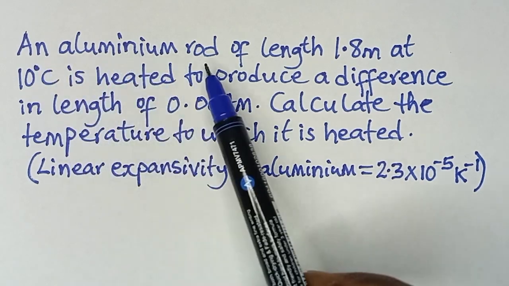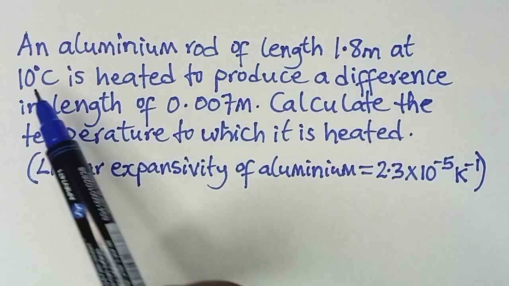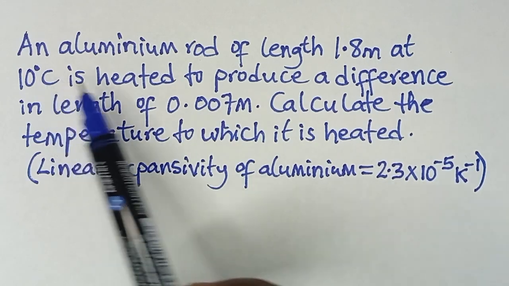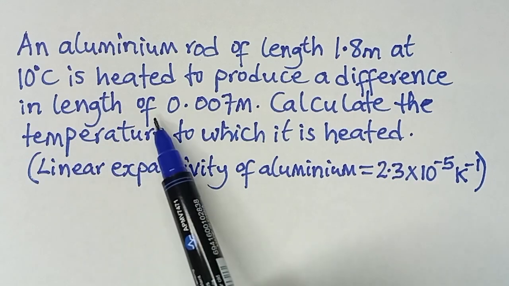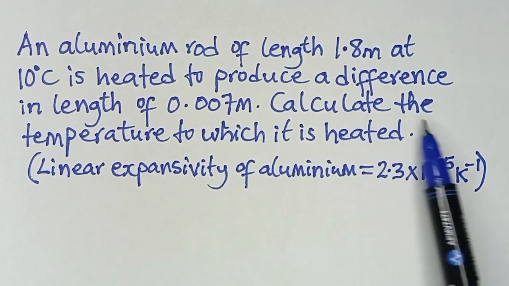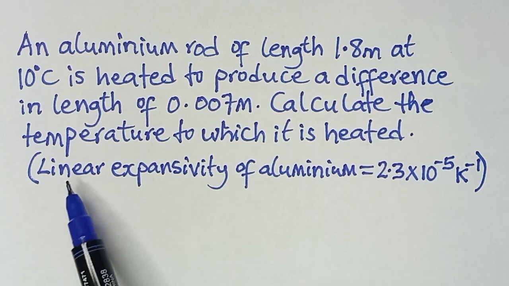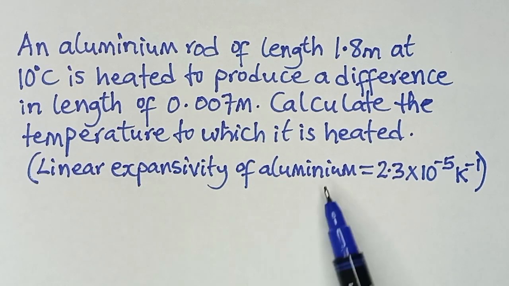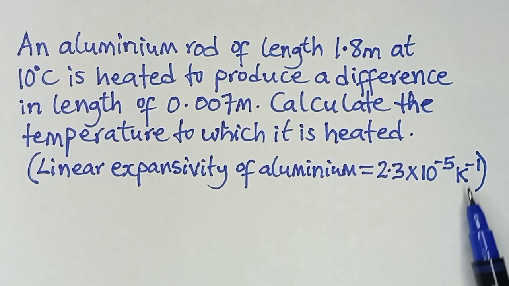An aluminum rod of length 1.8 meter at 10 degrees C is heated to produce a difference in length of 0.007 meter. Calculate the temperature to which it is heated. And then we are given linear expansivity of aluminum as 2.3 times 10 raised to power minus 5 per Kelvin.